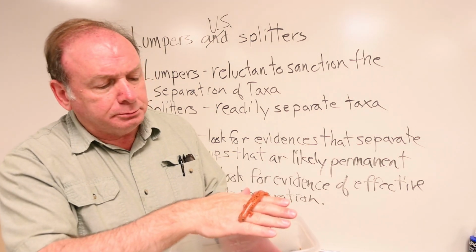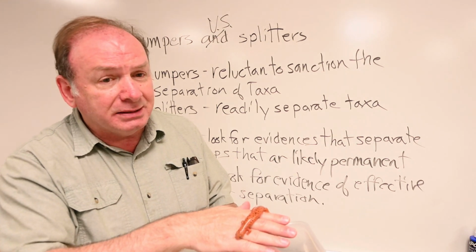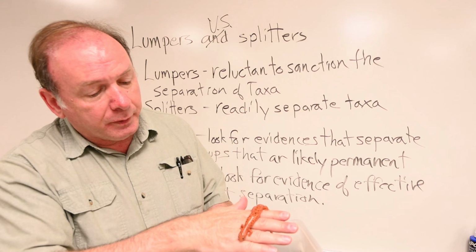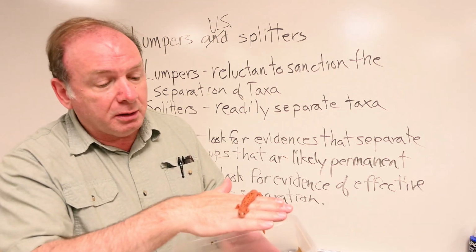So as a subspecies, it would be Pseudotriton montanus diasticus. But anyway, it could be either lumped or split, depending on your opinion on the animal.